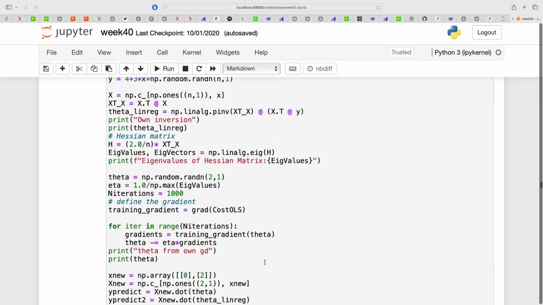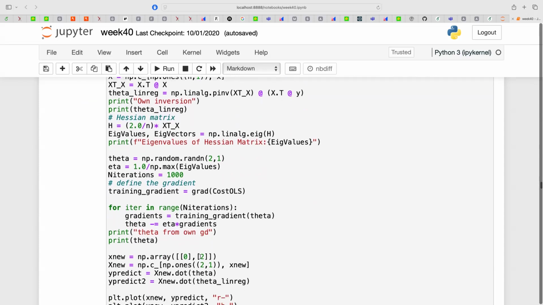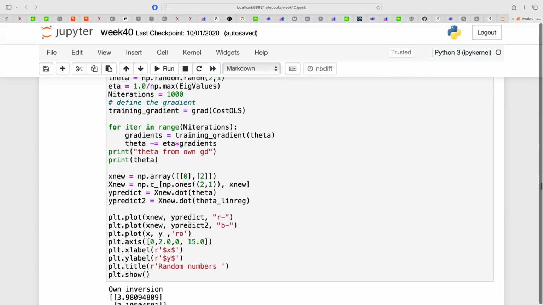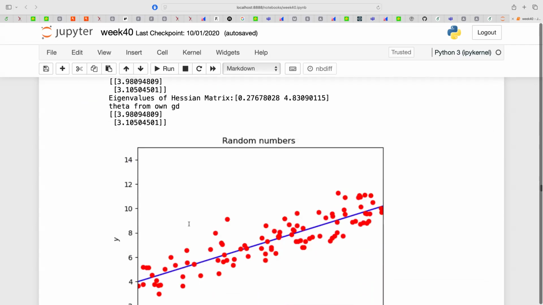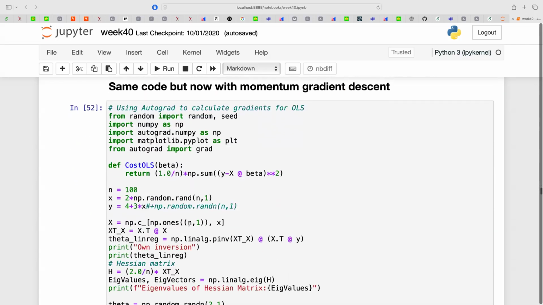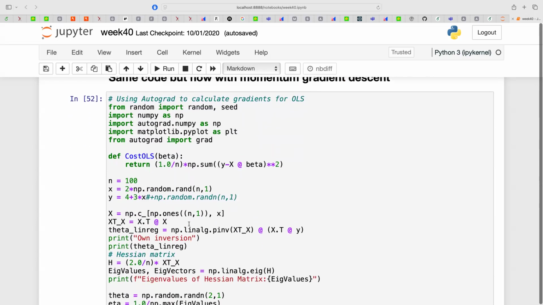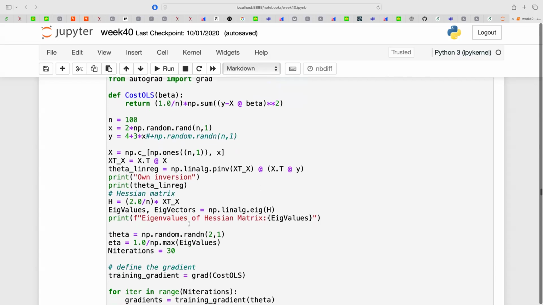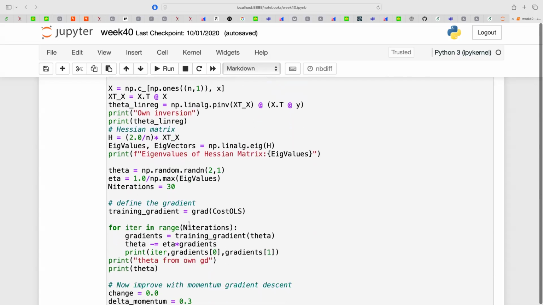And in this specific case, I've now changed a little bit the notation. Instead of beta, I have the parameter theta. And then you see now that these parameters theta here get updated by minus eta, the learning rate, times the gradients. So this is a typical example on how you would include automatic differentiation, and makes life a little bit easier. You can do the same with momentum, and these are the momentum codes.